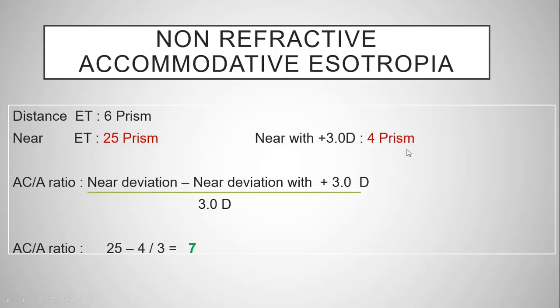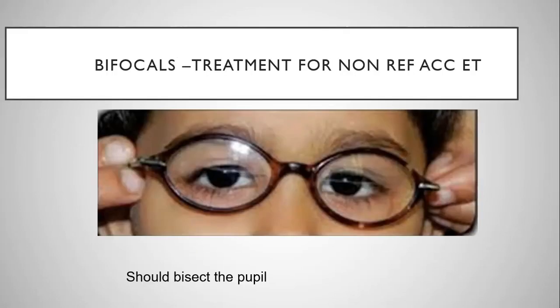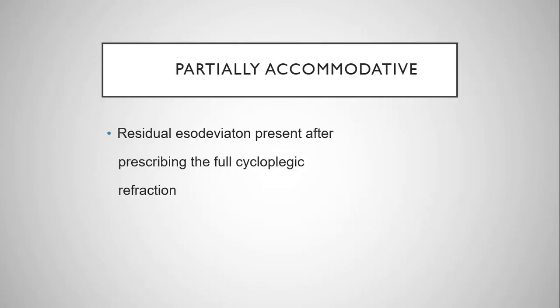Whatever lens you use, we have to do that. Suppose you use +2.5, then divide by 2.5 here. So 25 minus 4 divided by 3, it is 21 by 3, that is 7. The normal AC/A ratio is 3 to 5. So here it is 7, so it is a high AC/A ratio. So we prescribe bifocal glasses, and the straight line should bisect the pupil.